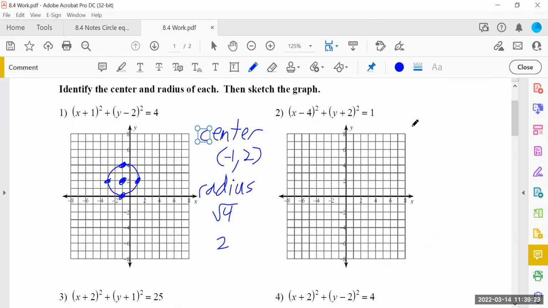So 12 circles, 11 circles now, 20 minutes. Get as much done as you can. Ask me if you have questions. I'll leave that one up there.